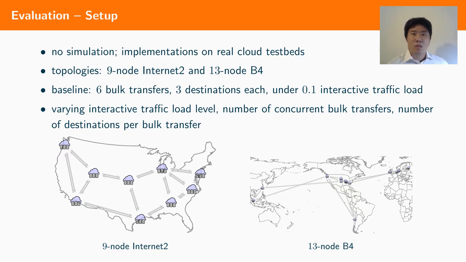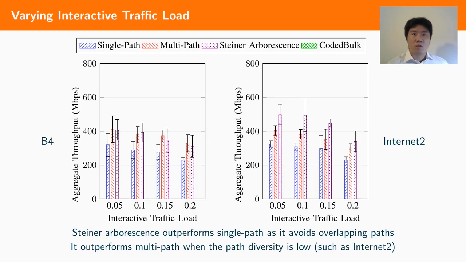We consider a baseline of 6 bulk transfers with 3 destinations each under 0.1 interactive traffic load, where sporadic interactive traffic occupies 10% of the available link capacity. We then perform sensitivity analysis on 2 topologies against the interactive traffic load, the number of concurrent bulk transfers, and the number of destinations per bulk transfer. We discuss the results on varying interactive traffic load here. We vary the interactive traffic to occupy 5% to 20% of the link capacity.